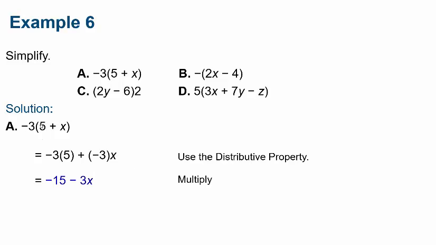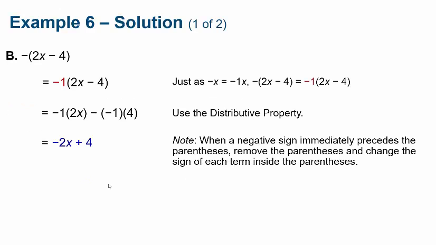So minus 3, and then in parentheses, 5 plus x. You're going to use the distributive property by taking the minus 3 and multiplying it to everything. So you're going to go minus 3 times 5 and minus 3 times x. Well, minus 3 times 5 is minus 15, plus minus 3 times x is minus 3x. So instead of writing plus minus 3x, we just write this as minus 3x. And that's it.